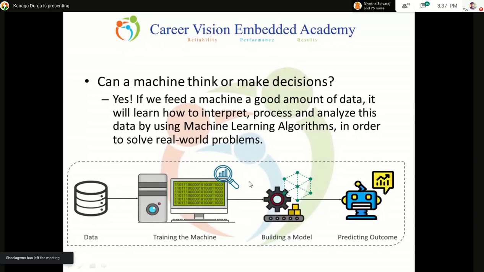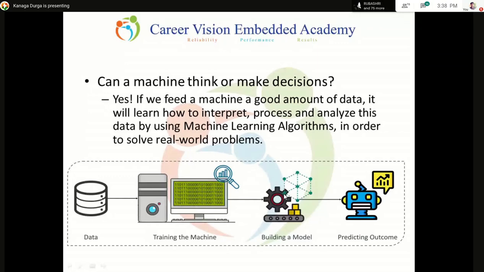And with this model, which is developed by the machine, we can use that model to predict the outcome of future events. For example, say I have a house, and this house has features like it has 2 bedrooms, 1 hall, a kitchen, this much square feet, it is located in the prime part of the city, and so on and so forth.